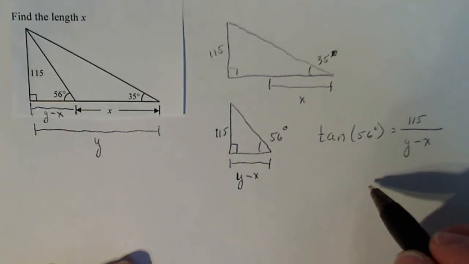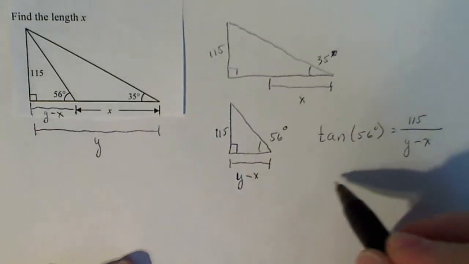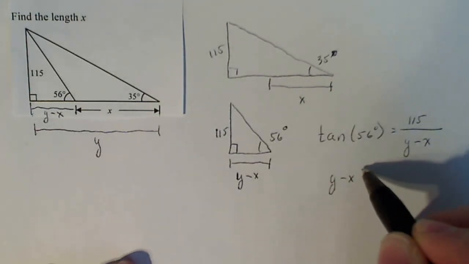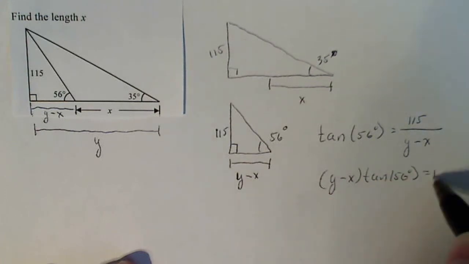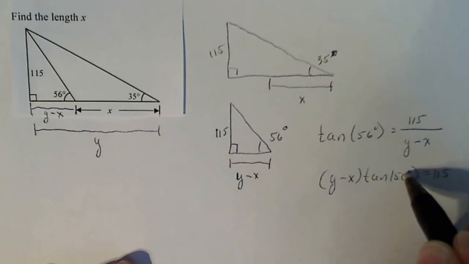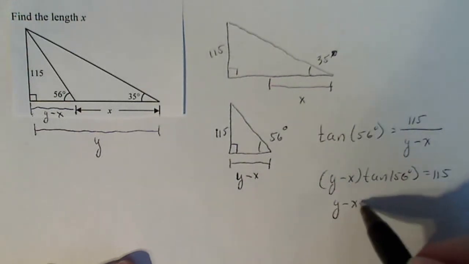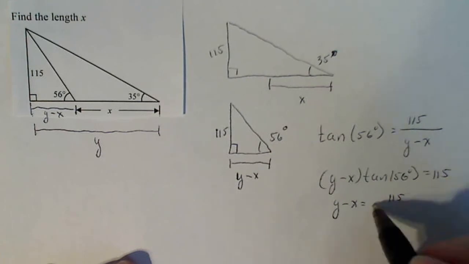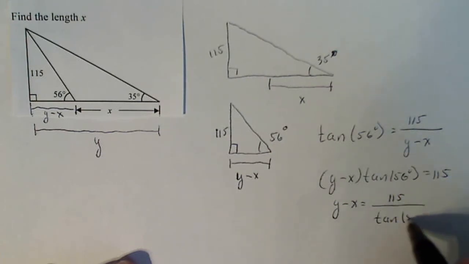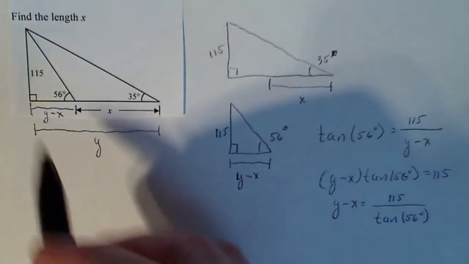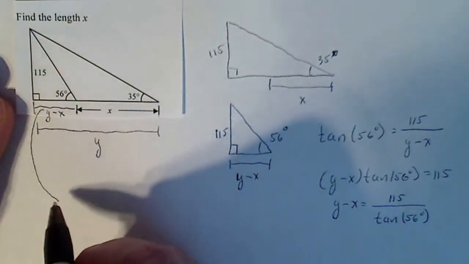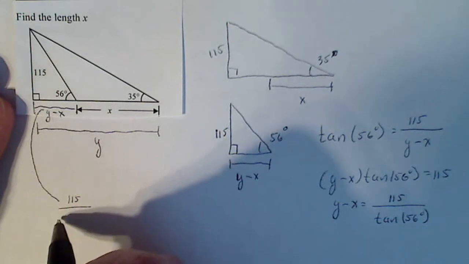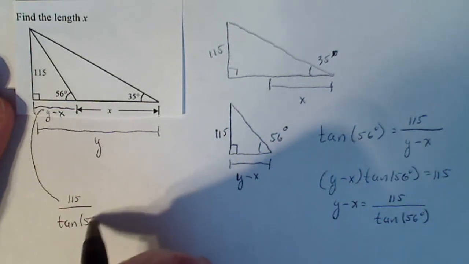So in this, I multiply both sides by y minus x, and then divide by tangent of 56 degrees. So y minus x equals 115 divided by tangent of 56 degrees. I'm just going to leave it like that for now. So I know in this picture that this length is 115 over tangent of 56 degrees.